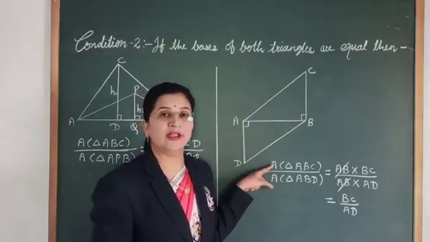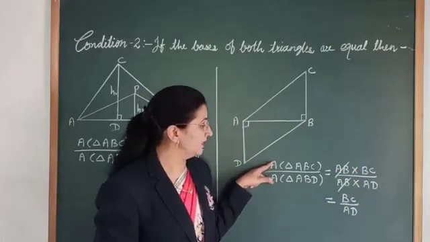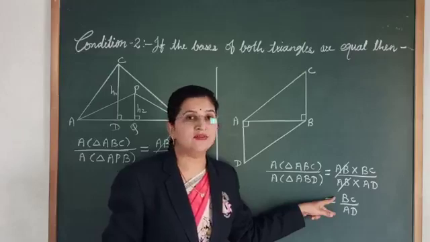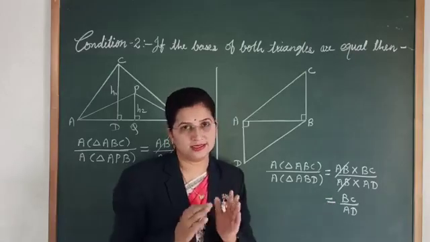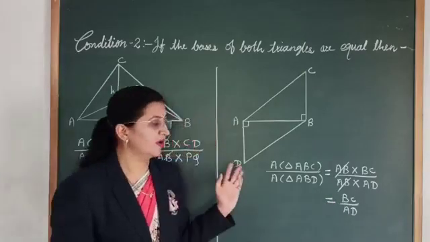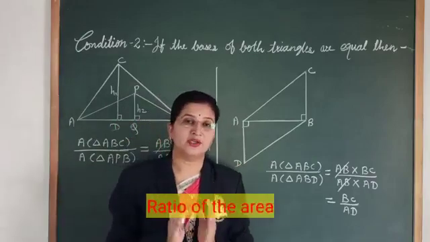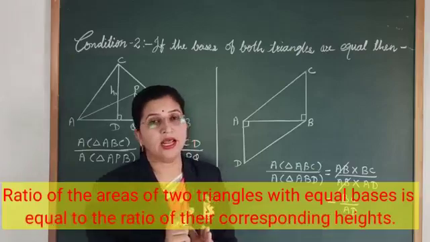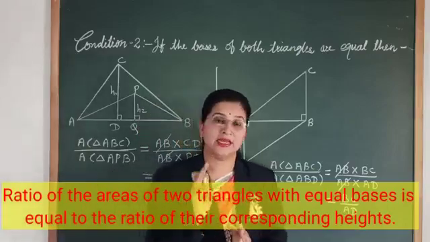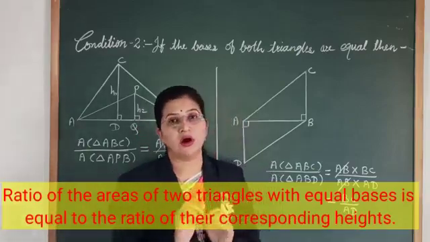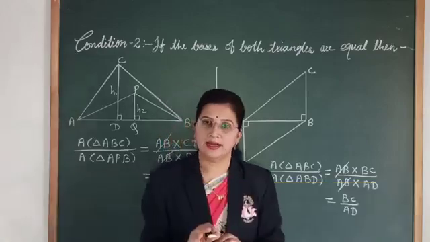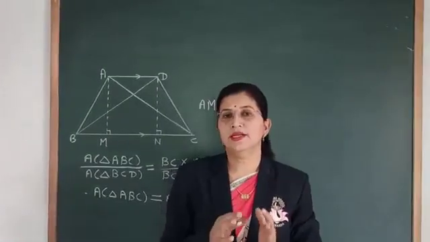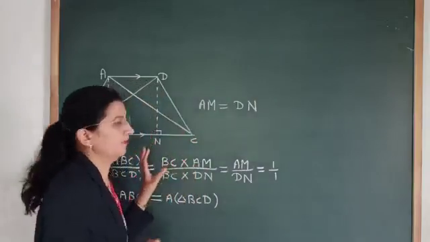So the ratio of areas of these two triangles is equal to the ratio of their corresponding heights. Okay. So in this way we got the property that the ratio of areas of two triangles with equal base is equal to the ratio of their corresponding heights. Dear students, now here we have the figure.